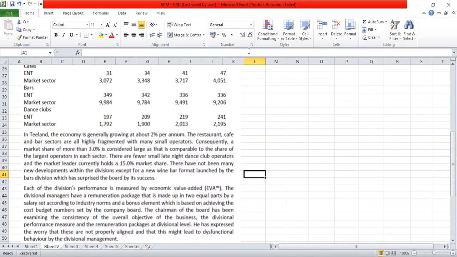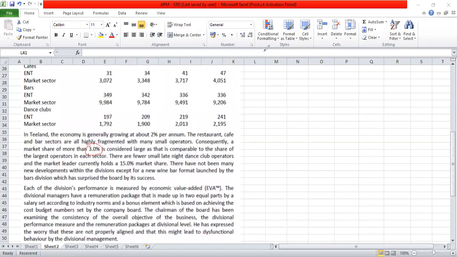Then it says that consequently, a market share of more than 3% is considered large, as that is comparable to the share of the largest operators in each sector. If the calculated market share is 3%, it is considered large. So the standard set here is about 3%. If they can capture 3% market share, it is considered as good.